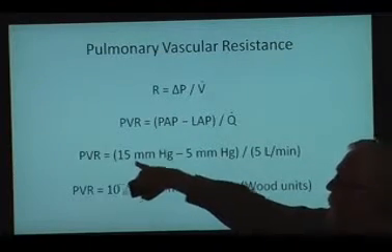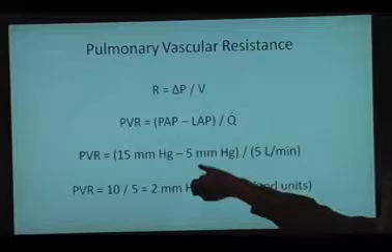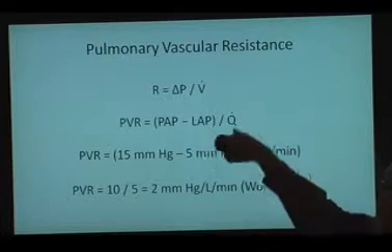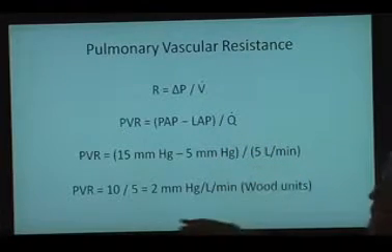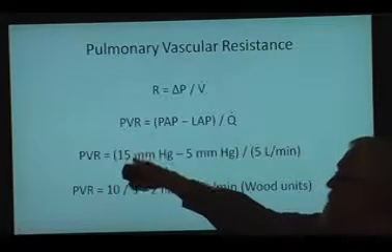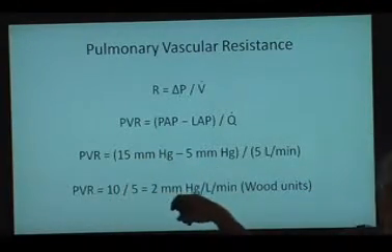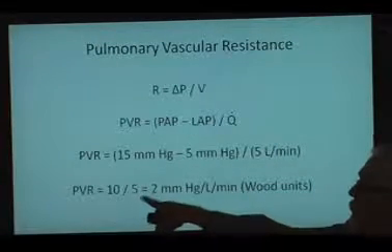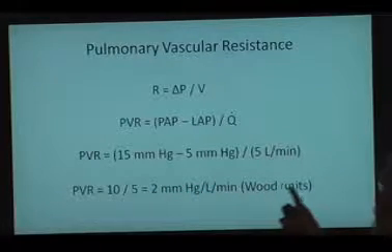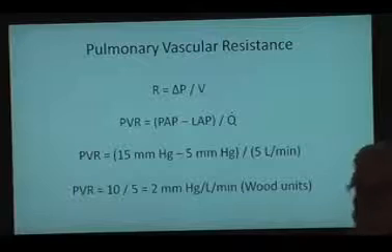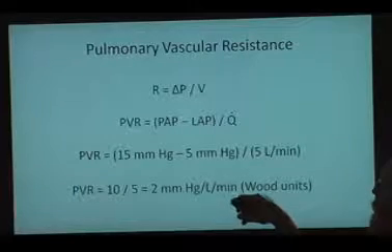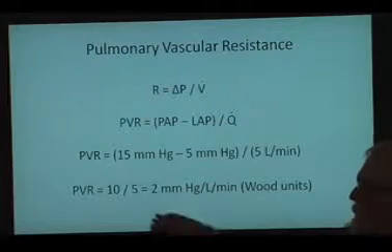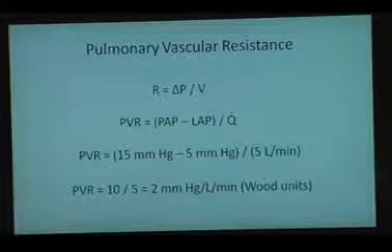So normally the pulmonary artery pressure is 15 millimeters of mercury. The left atrial pressure is about 5 millimeters of mercury, or the wedge pressure is about 5. Cardiac output is about 5 liters per minute. So pulmonary vascular resistance then would be 15 minus 5, or 10, divided by 5, or 2 millimeters of mercury per liter per minute. So this then would be a normal pulmonary vascular resistance in what is called Wood units. So when you hear people talking about blood flow resistance in Wood units, it's millimeters of mercury per liter per minute. So again, relatively low pulmonary vascular resistance normally.